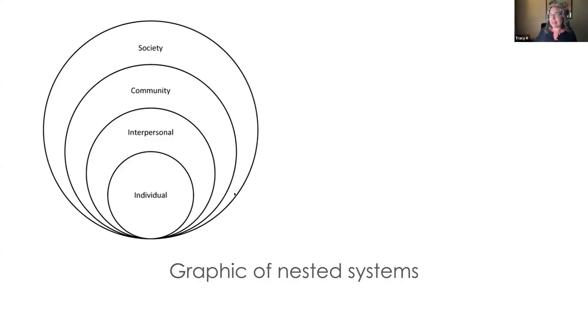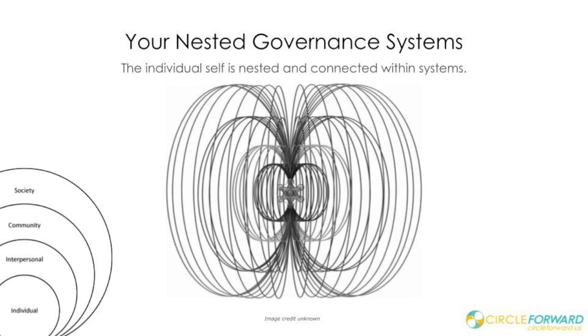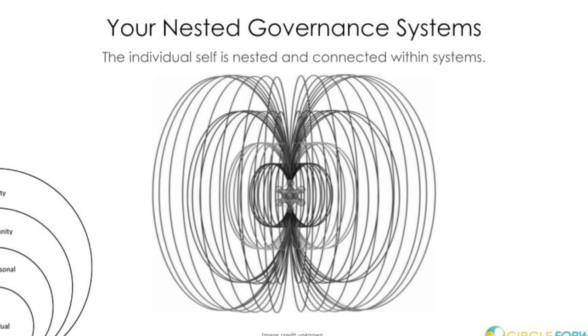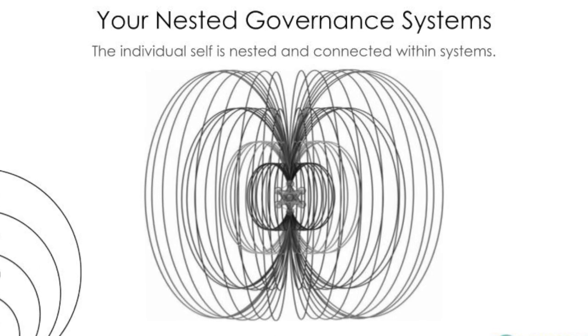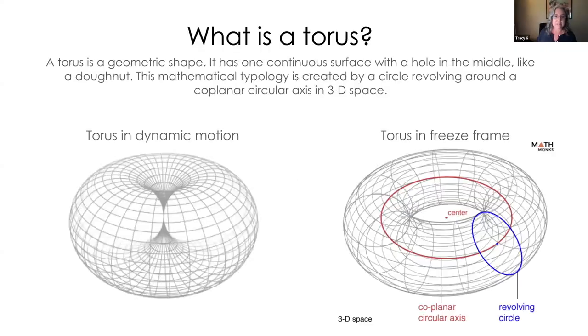So if you take this framework, which I'm thinking is mostly familiar to folks, and you rotate it around an axis, by spinning this socio-ecological model in 3 dimensions, you produce this kind of 3-dimensional nested system diagram. And each of these now are nested tori. And so this is going to introduce us to the next thing that I wanted to talk about, which is torus-like patterns. So what is a torus?